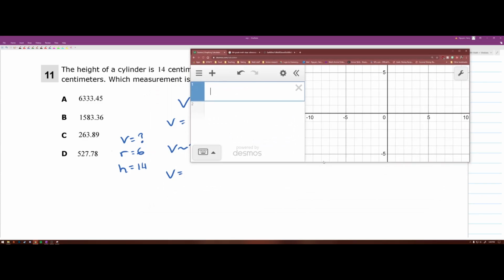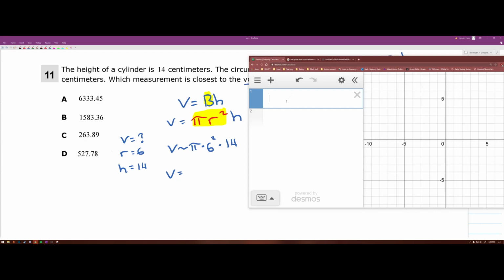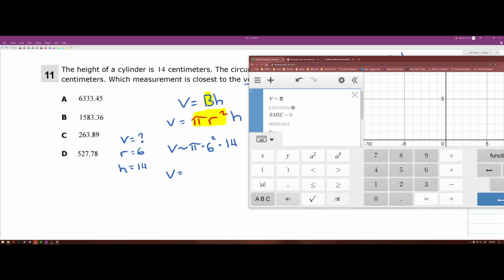So here I am in Desmos. Now I'm going to type the formula exactly like I see it. So V tilde pi times 6 squared times my height, which is 14.